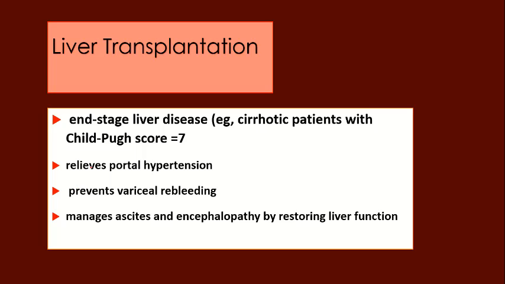Liver transplantation is considered an ultimate shunt because it relieves portal hypertension and prevents variceal rebleeding, then manages ascites and encephalopathy by restoring liver function. It is the treatment modality that has significantly improved the outcome of patients with Child-Pugh class C disease and variceal bleeding.